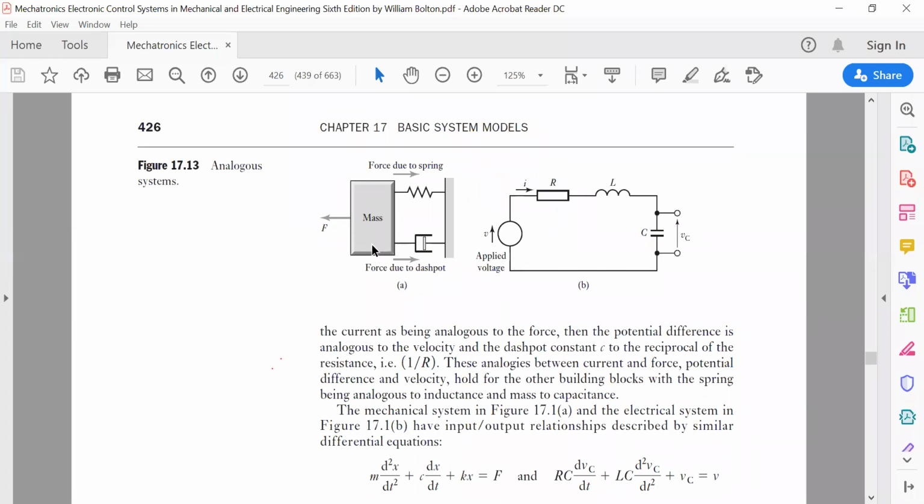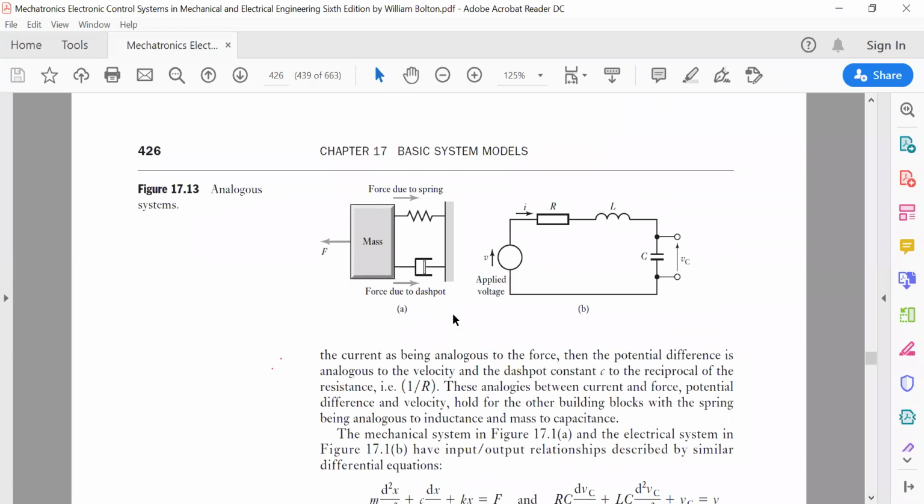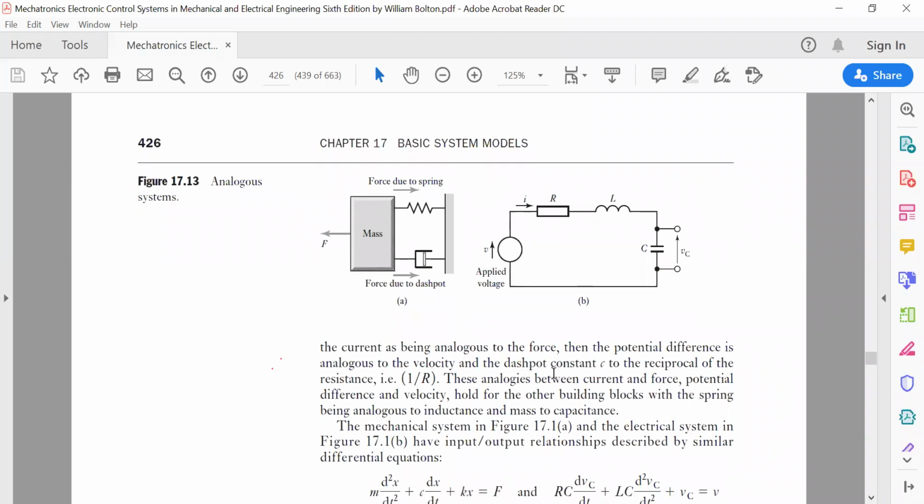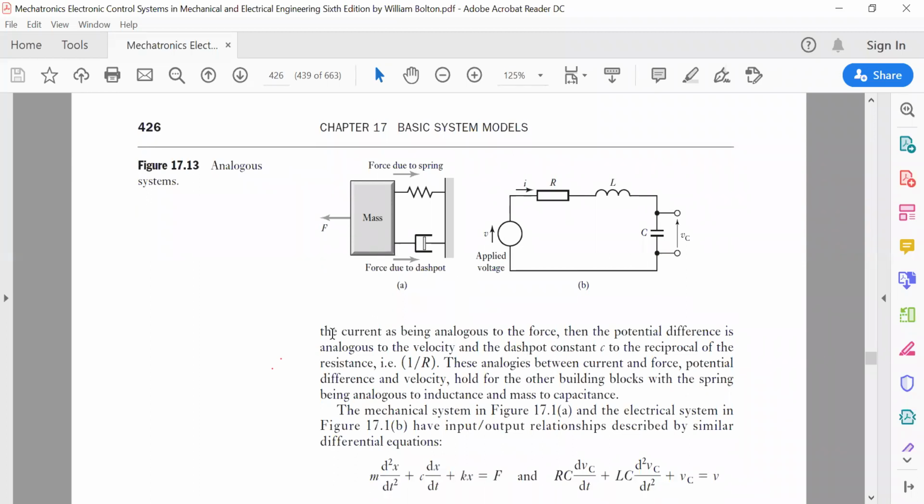Now over here it is nothing but a comparison of the two systems, mechanical and electrical. I already told you the current is analogous to the force, because current is the driving thing in an electrical system, which is driving the potential or anything. Then the potential difference is analogous to the velocity. You apply current, you get some potential difference, and the damper constant c is analogous to the reciprocal of the resistance. So these are the complete analogies as compared to the mechanical system.